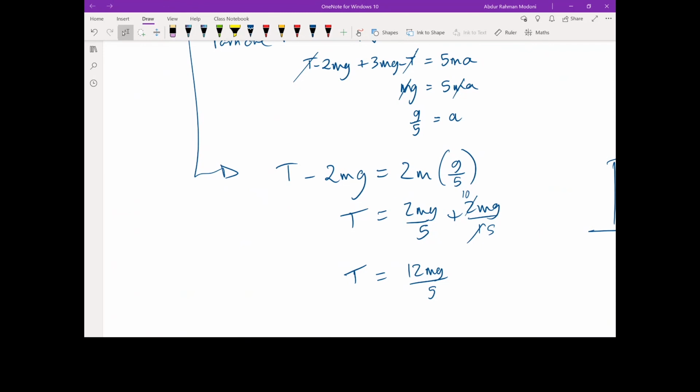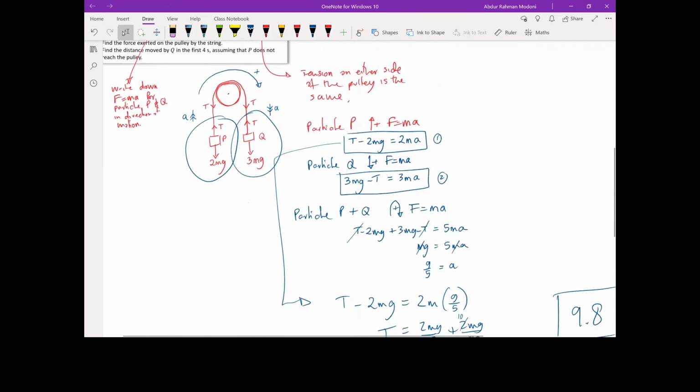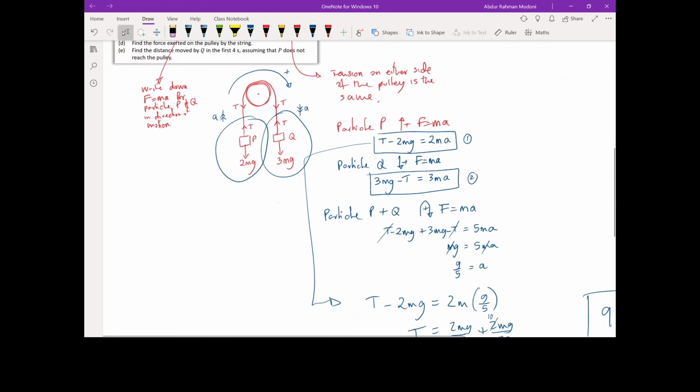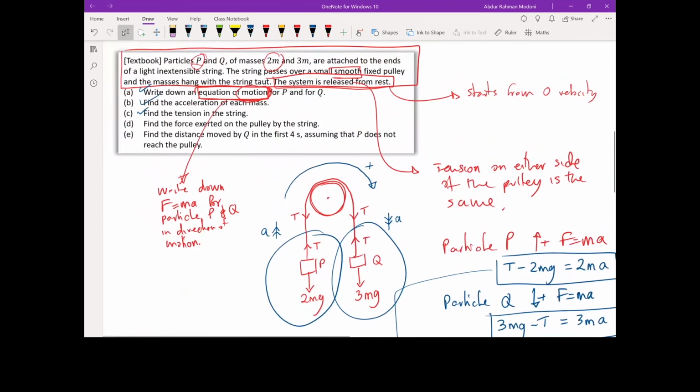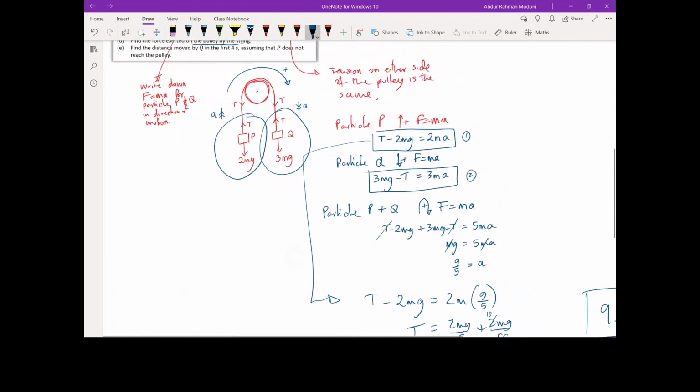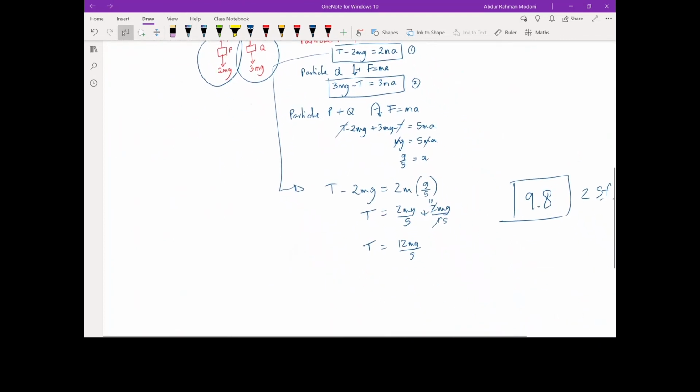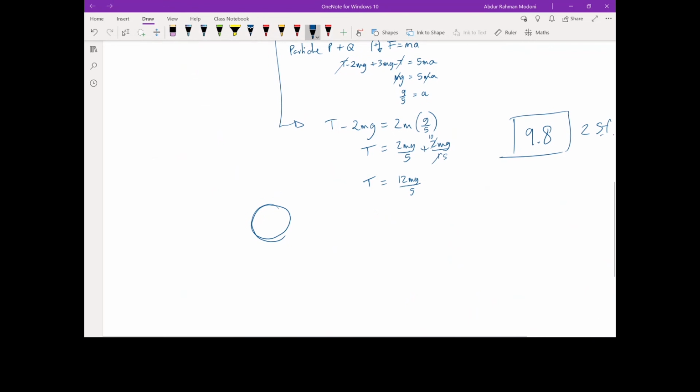So now that we know our tension, let's look at the next part. It goes on to say, find the force exerted on the pulley by the string. Remember what I said earlier about the force exerted on the pulley. So now we need to draw what? We're looking at which bit? The pulley. Just draw the pulley and draw the tension acting like that. There, so there's my pulley.